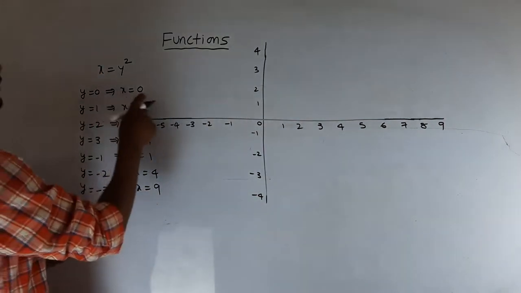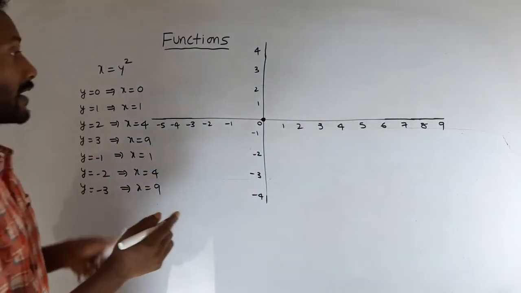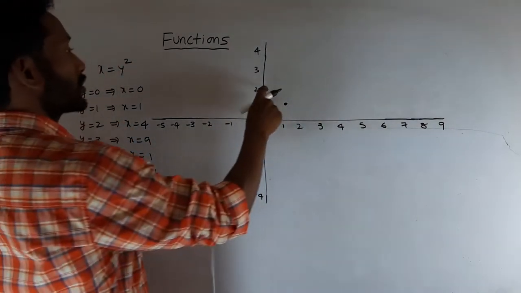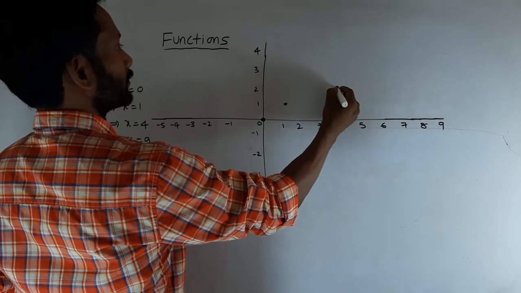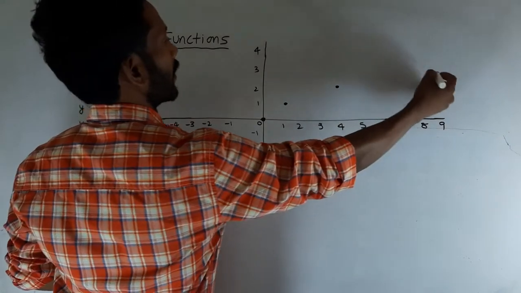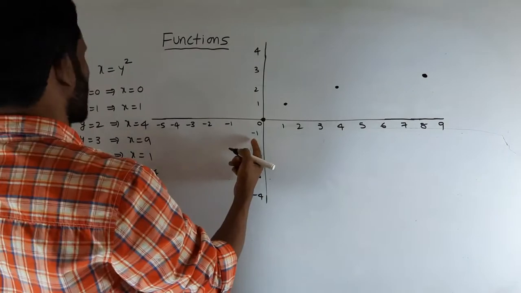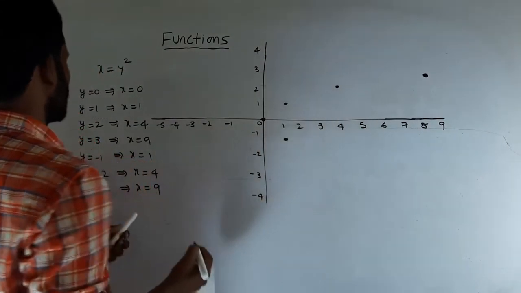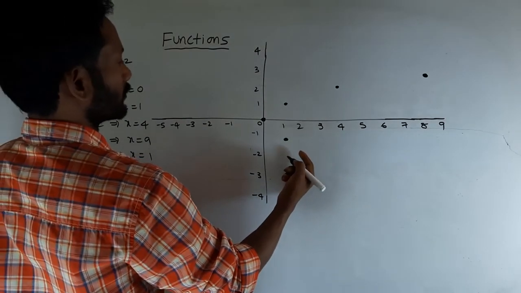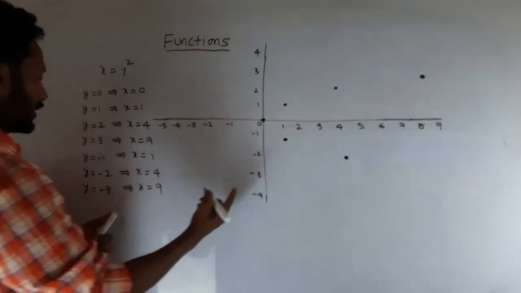Now first 0, 0. 1 comma 1, x is 1, y is 1. Next 2 comma 4, y is 2, x is 4. 3 comma 9, y is 3, x is 9. Next y is minus 1, x is 1. Y is minus 2, x is 4. So y equals minus 3, x is 9.